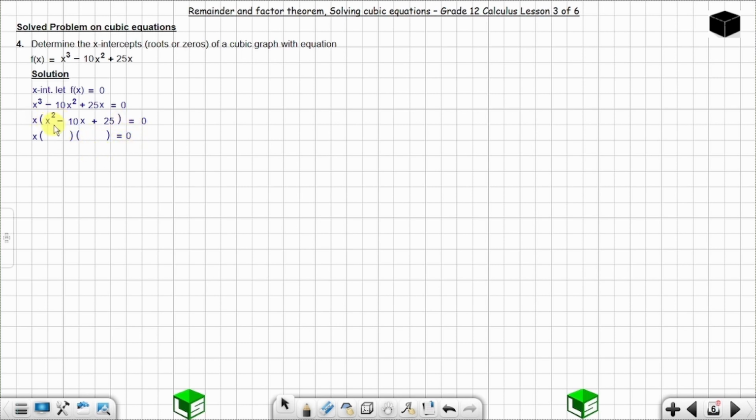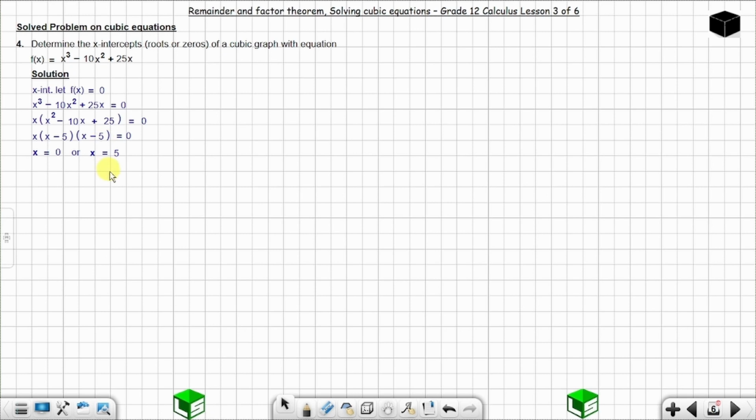So you have x squared. You are going to have x times x. You have 25. You know that 5 times 5 is 25. And from negative 5 minus 5, you have negative 10. So you are going to have 5, 5, negative and negative. So you have x is equal to 0, or x is equal to 5.